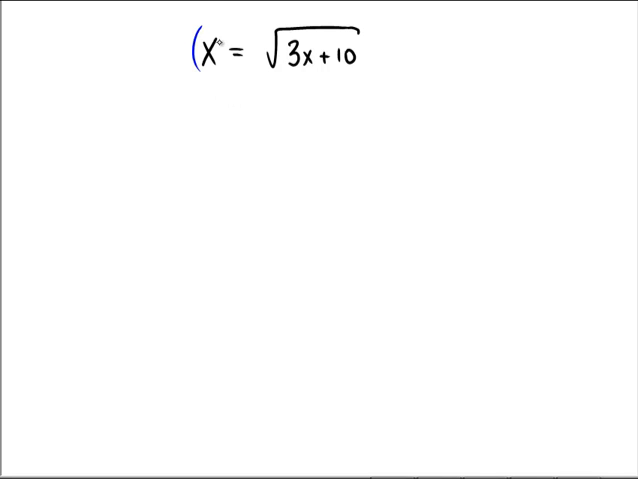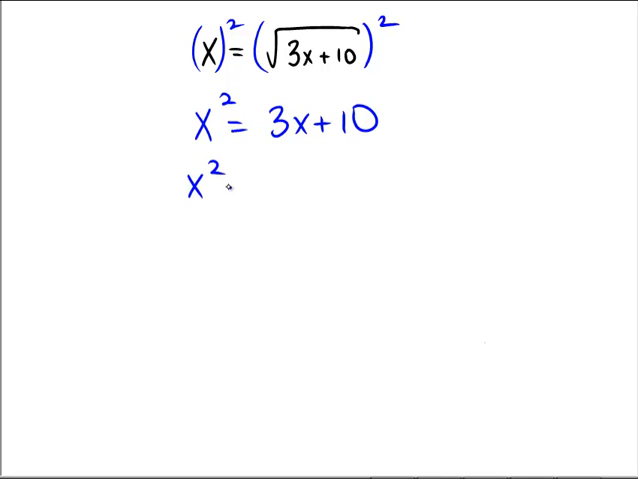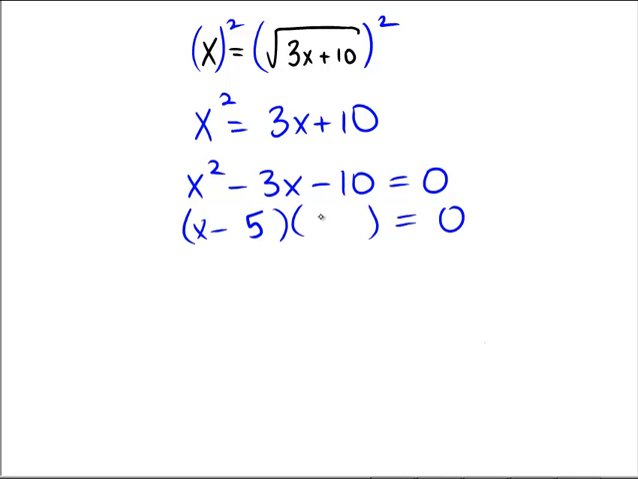Okay, square both sides, and we get x squared equals 3x plus 10. Move by the subtraction property everything over to the left. x squared minus 3x minus 10 equals 0, and then factor. So this one looks like an x minus 5 and an x plus 2. So we get x equals 5 or negative 2. But what's the last thing we need to do?